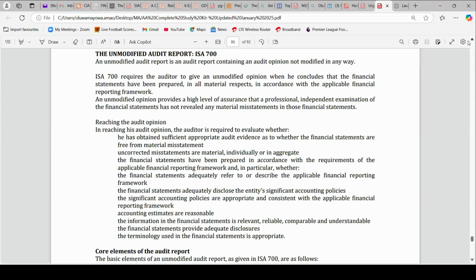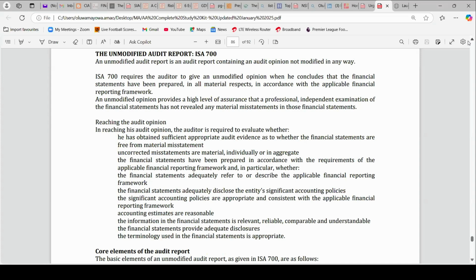Then there is 701, key audit matters in the audit report. The remaining two are tested in your professional level: 705, modification to opinion, and 706, emphasis of matter. Now, 700 is looking at the unmodified report. An unmodified report, I'm now telling you what an unmodified report means.